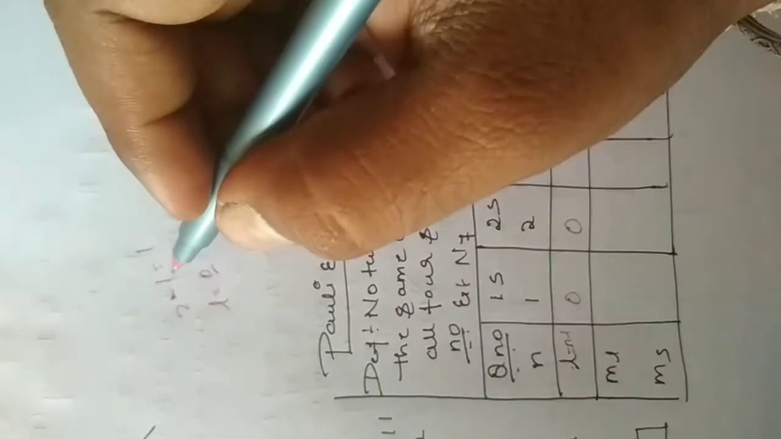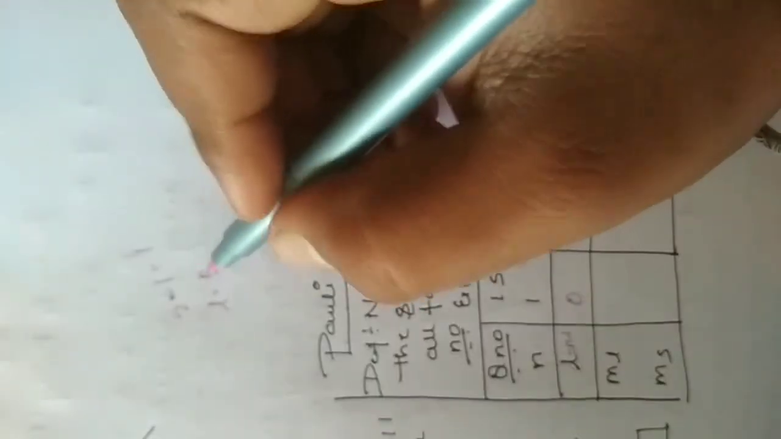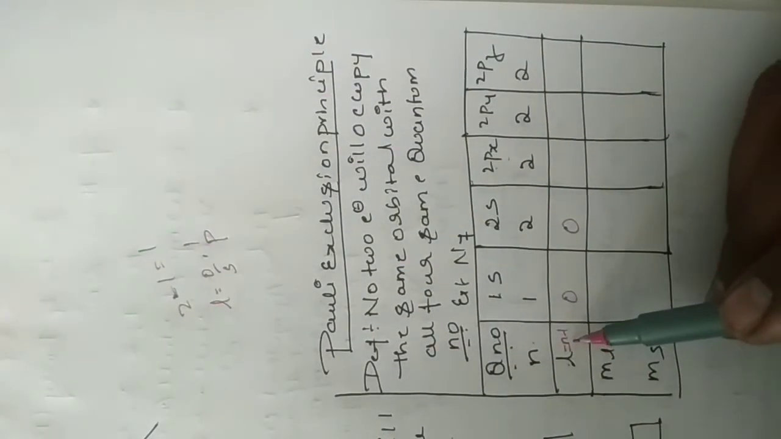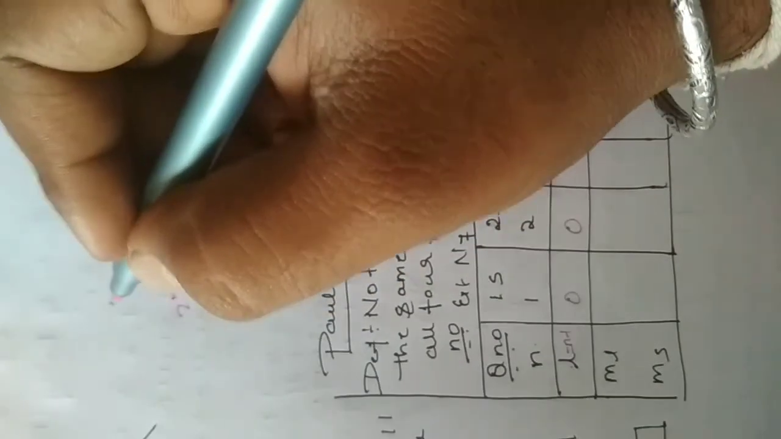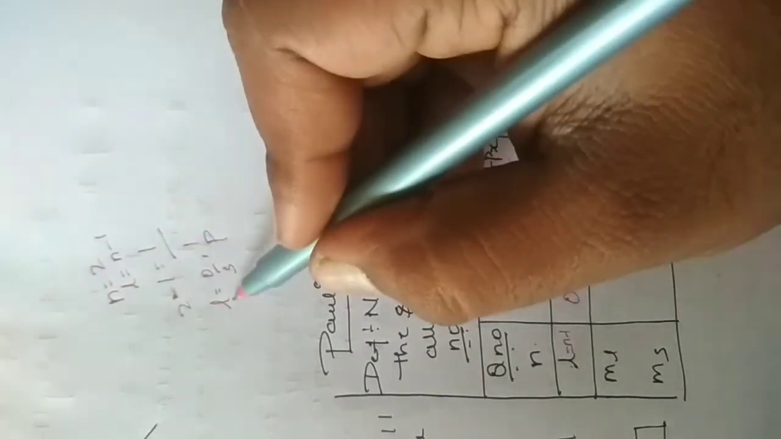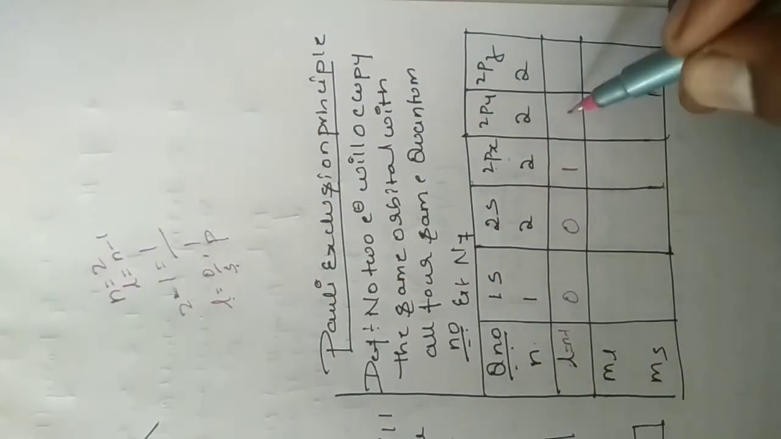When it comes to s orbitals, it is 0. When it comes to p, it will be 1. In this I am talking about n equal to 2. n equal to 2 means l equals n minus 1, that is 2 minus 1, which is 1. But I already told that l must start from 0 onwards. So 0 will be s and 1 will be p. Then it will be 1, 1, 1. You understand this?